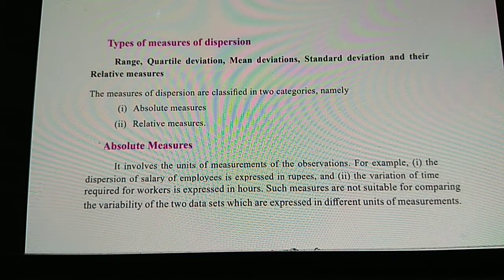First, the absolute measures involve the unit of measurement of the observation. For example, the dispersion of salary of employees is expressed in rupees, and the variation of time required for a worker is expressed in hours. Such measures are not suitable for comparing the variability of two data sets which are expressed in different units of measurement.